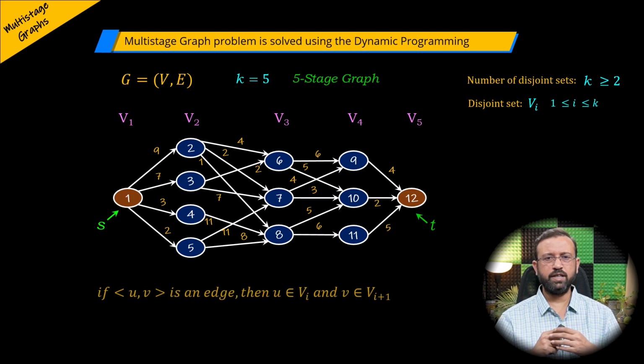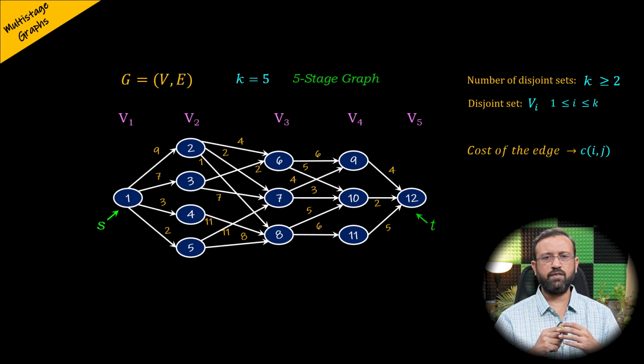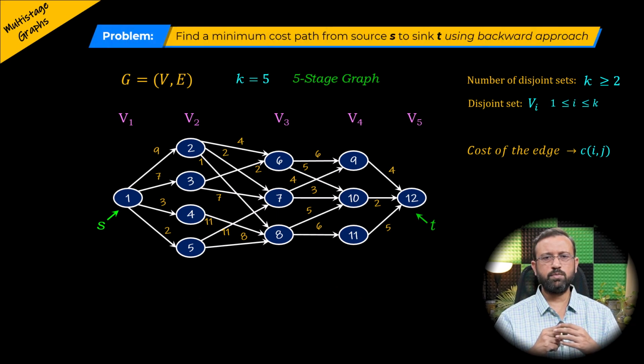So, if there is an edge between vertex u and vertex v, then vertex u belongs to disjoint set Vi and vertex v belongs to the disjoint set Vi+1. Then each edge has a cost. The cost of the edge between vertex i and vertex j is represented by C(i, j). Now the problem of multi-stage graph is to find a minimum cost path from source vertex S to sink vertex T using backward approach of dynamic programming.